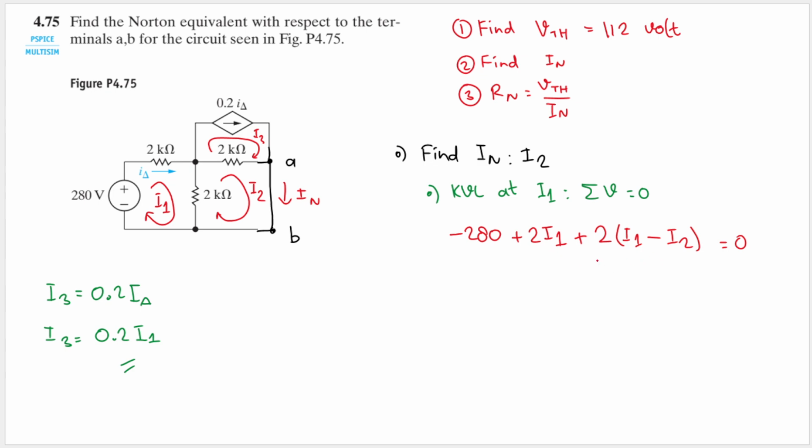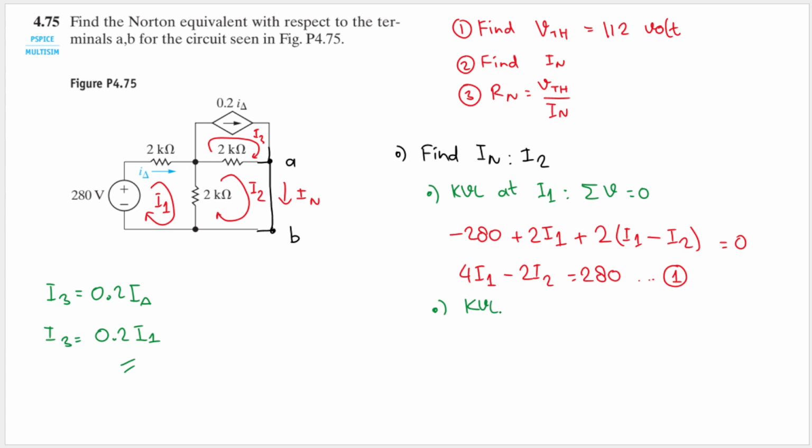Okay. Now let's simplify things. 2 plus 2 is 4. So we'll have 4I1 and then minus 2I2. And let's move this 280 to the right hand side. So we'll have 280. Let's have this as equation number 1. Good. And now let's do another KVL, but this time at I2.